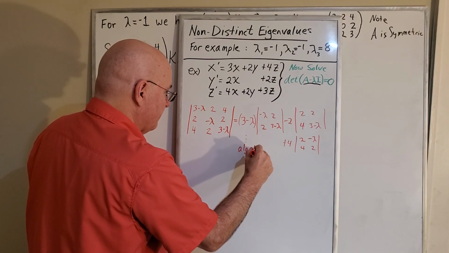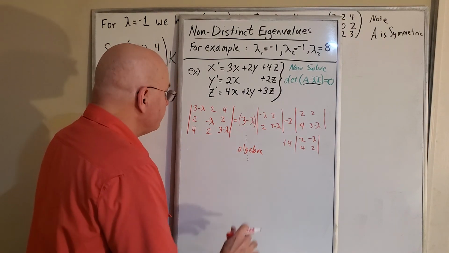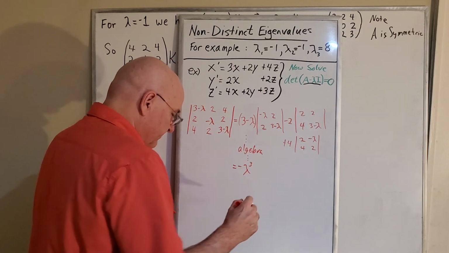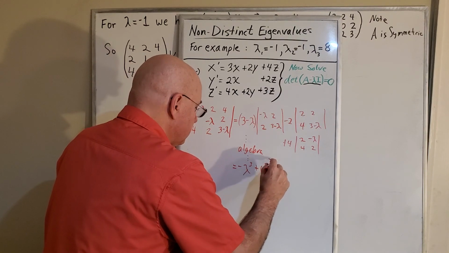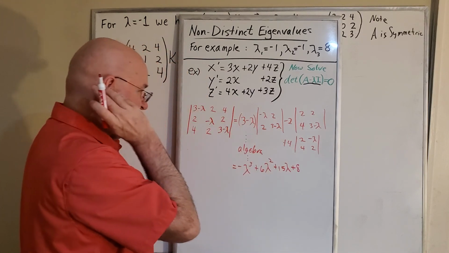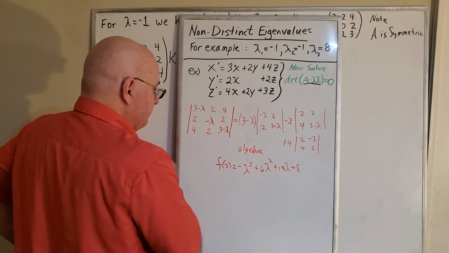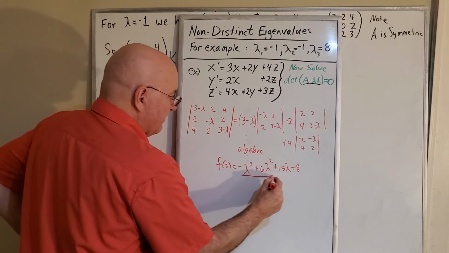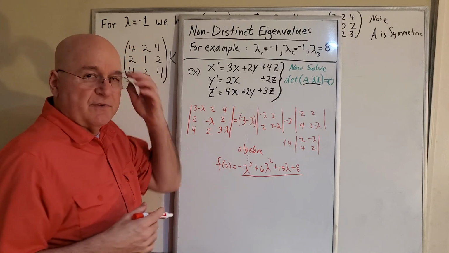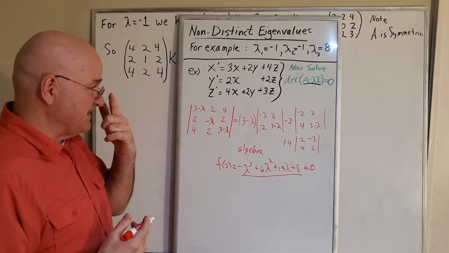And you do a bunch of algebra, or maybe I should just say arithmetic, we end up with that equaling negative lambda cubed plus 6 lambda squared plus 15 lambda plus 8. And if I wanted to call this f of lambda, that would be fine. But this is the characteristic polynomial. So I'll find the zeros or the roots of that polynomial, or I could just set it equal to 0 and solve it. You get the same results.